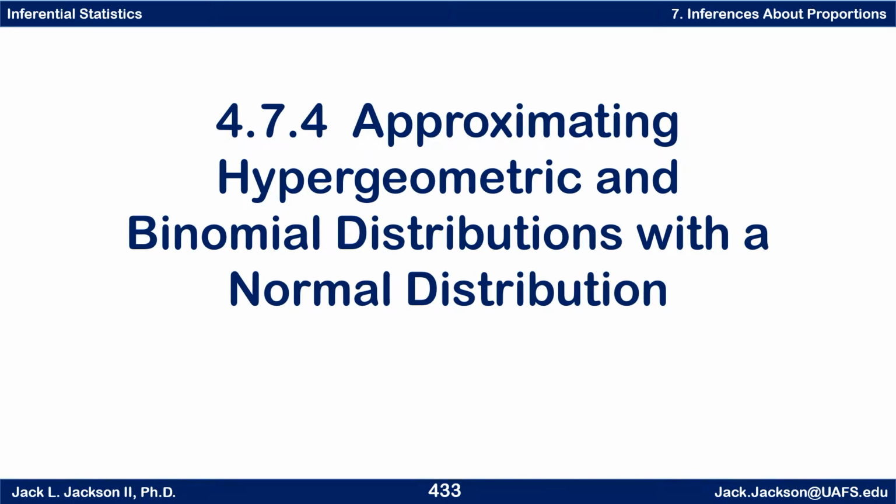This section we'll see how to approximate a hypergeometric or binomial distribution of proportions with a normal distribution. This will lead to what's called a one proportion z-test on your calculator.